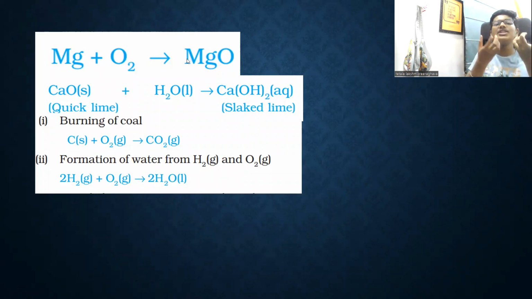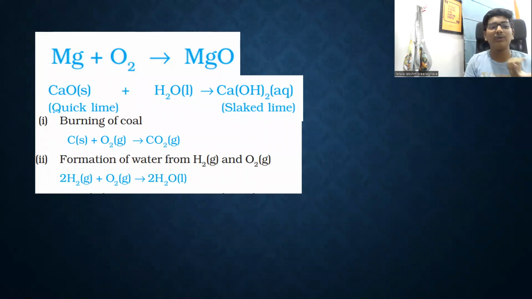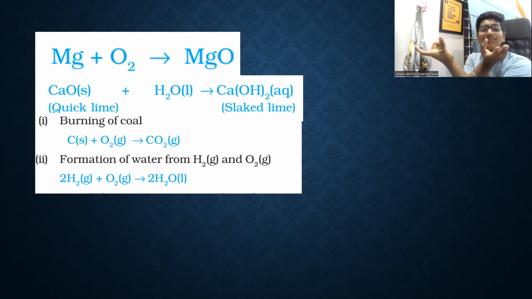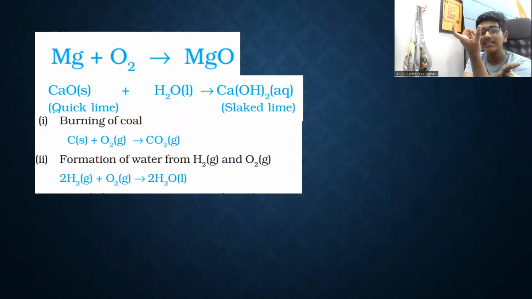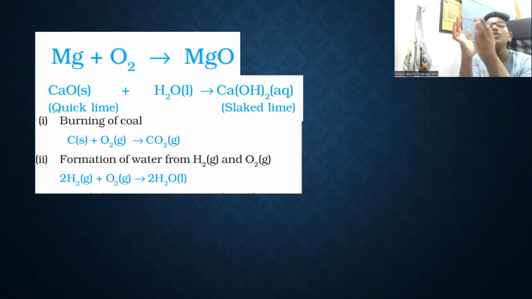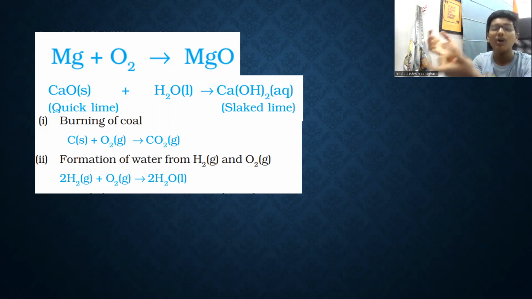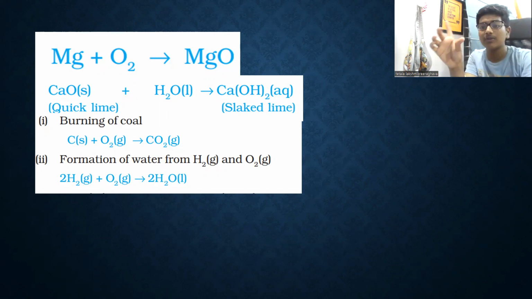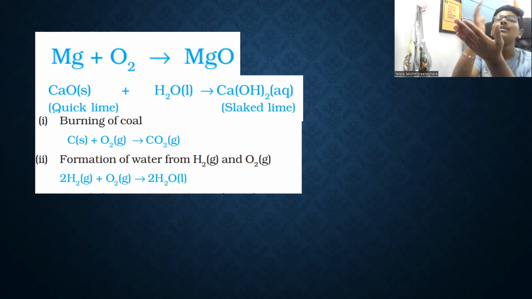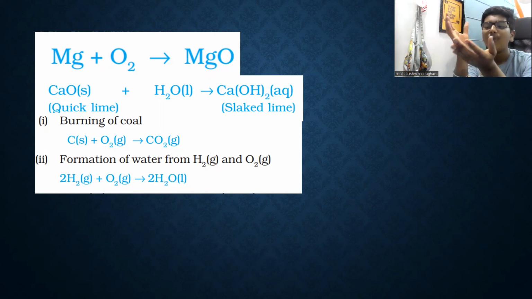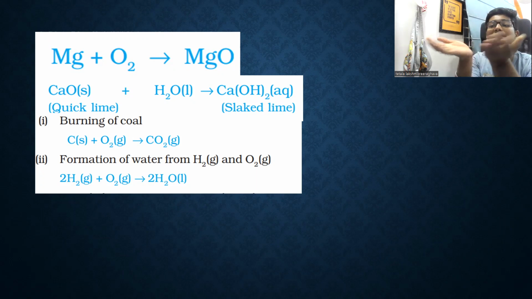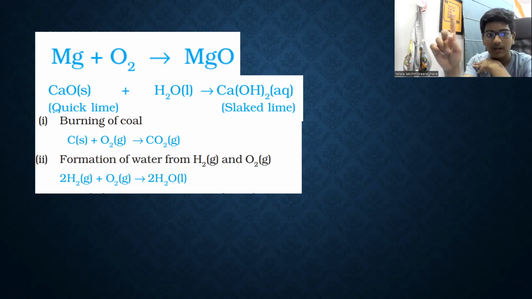Now, calcium oxide or quicklime plus water gives us calcium hydroxide, which is slaked lime. The one we should remember is that when there is a combination reaction, only one product is formed. That one we should write. The definition is: a combination reaction is a reaction where two or more reactants combine to form only one product.